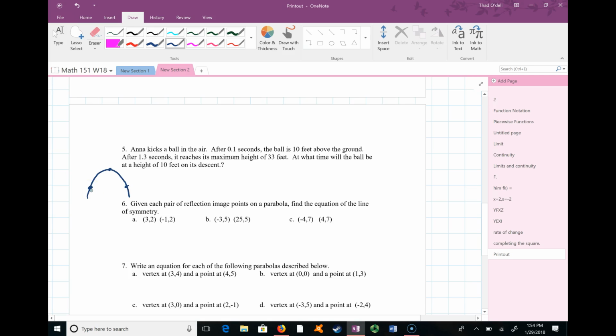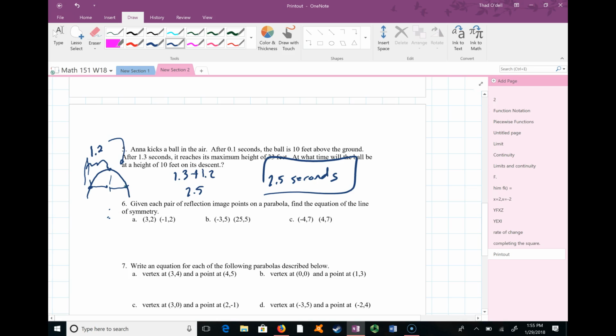And since this time difference here is 1.2, then we want the same time difference over here. So 1.3 is where the vertex is, and we'd add 1.2 to that, and we get 2.5. And so what time will the ball be at the height of 10 feet again? It would be 2.5 seconds. In other words, because of symmetry, it takes the same amount of time to go from here to there as it does to go from here to there.